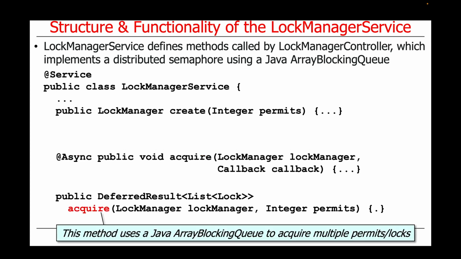We then have a second acquire implementation that's going to take a LockManager, and it's also going to take a count of the number of permits that we want to be able to acquire atomically. So we're going to be able to acquire multiple permits or multiple locks. By the way, permits and locks are being used here interchangeably. This particular method, as you can see, is not marked with the @Async annotation. We're going to implement it slightly differently just to show you the variety of ways things work.